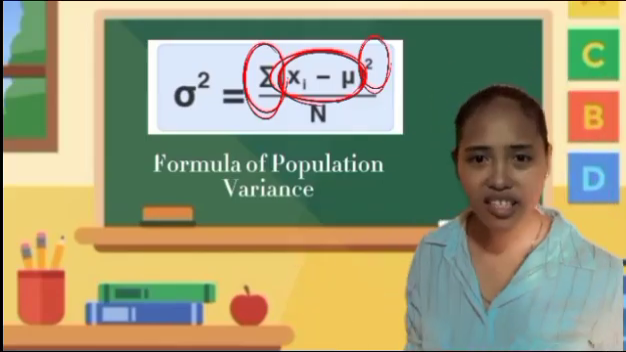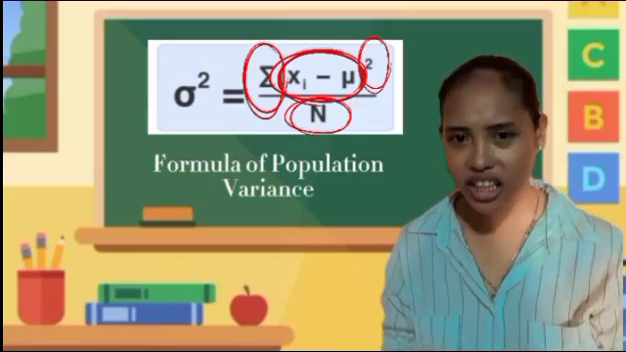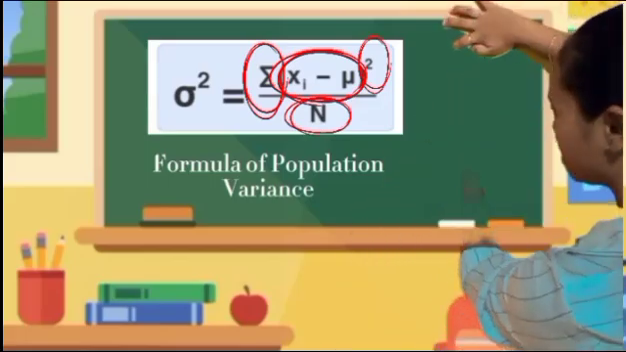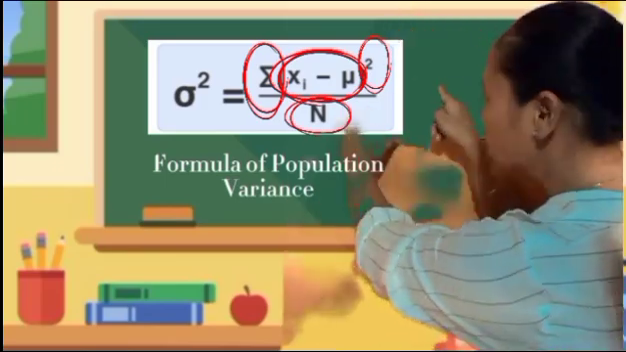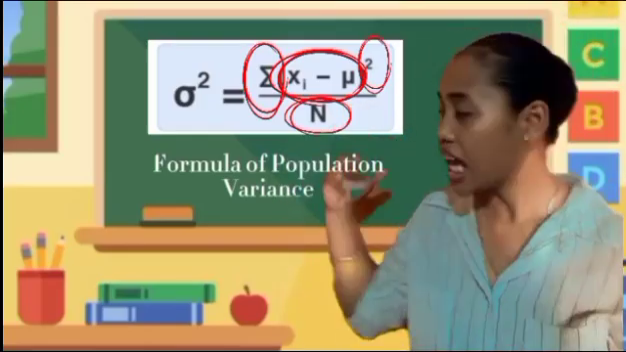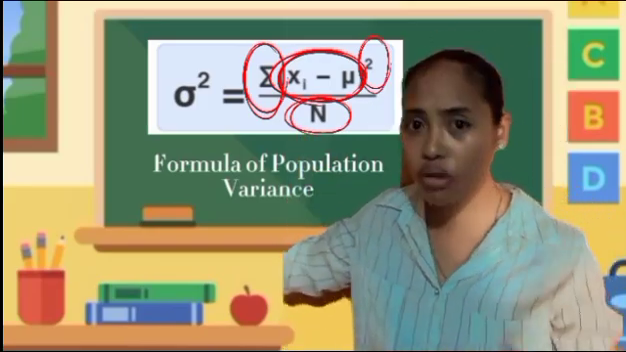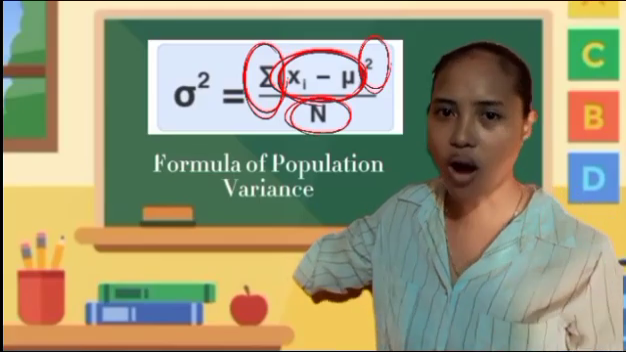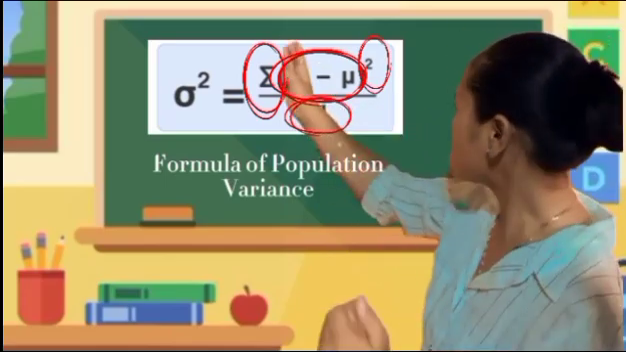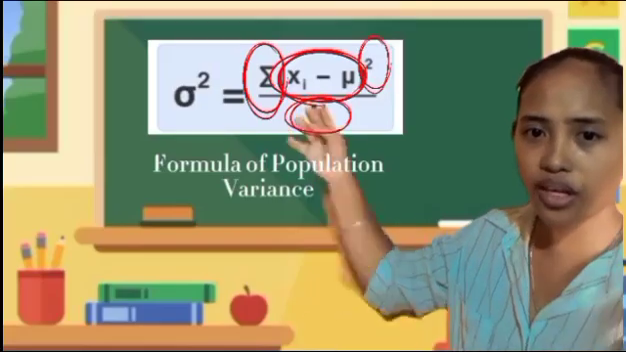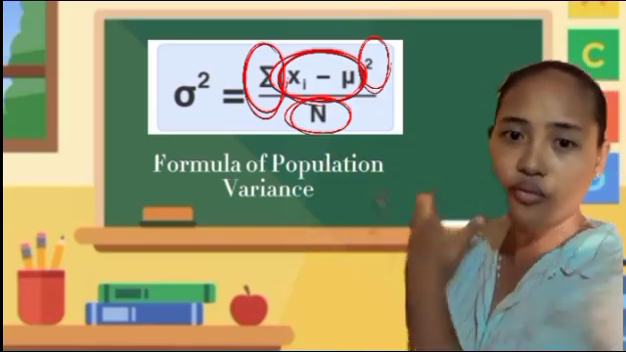So next, why do we need to divide by n? Since you're done calculating the mean, squaring it, and summing up all the squares, we need to divide by n to find the average of the squared deviations and to get the result of our population variance. So I'm done introducing each symbol of this formula.